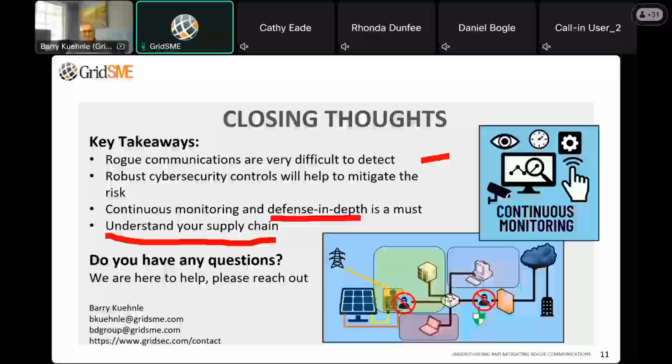So, okay, we have another one. If a bad actor is able to know what the environment should look like or behave, how can you tell when it's normal expected comms versus a bad actor or rogue comms? We've been discussing IBR, but is there a difference between newer systems and some of the older conventional generation?